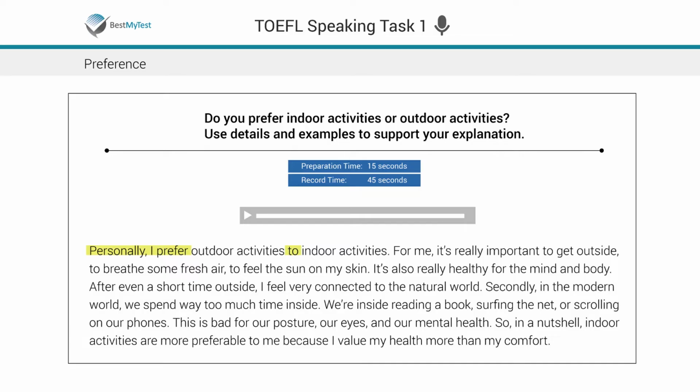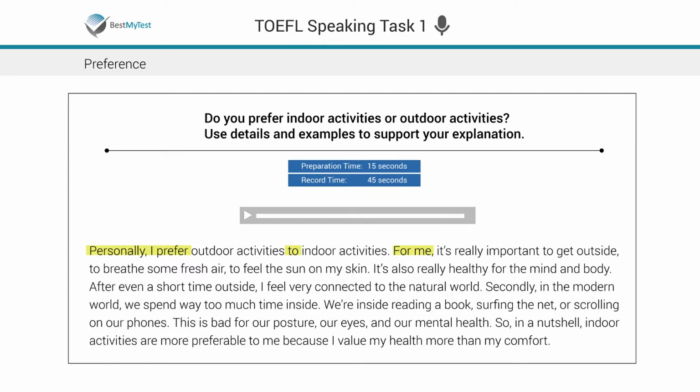Personally, I prefer outdoor activities to indoor activities. For me, it's really important to get outside, to breathe some fresh air, to feel the sun on my skin. It's also really healthy for the mind and body. After even a short time outside, I feel very connected to the natural world.